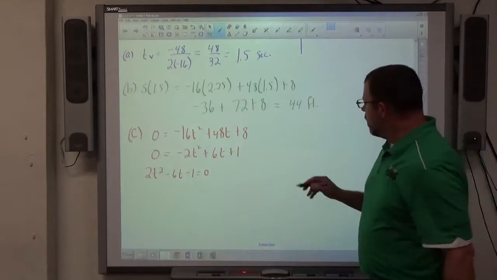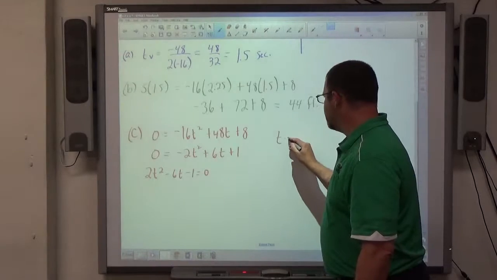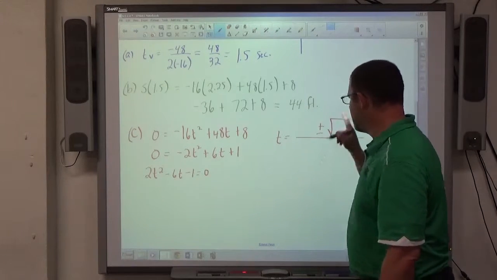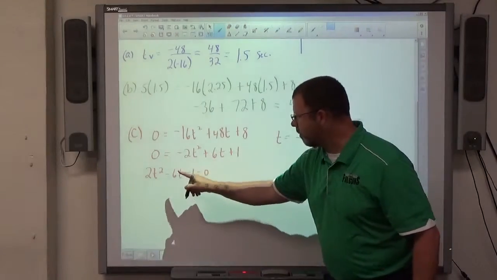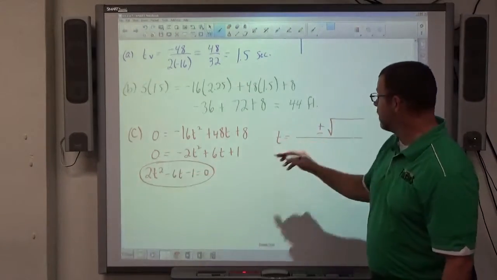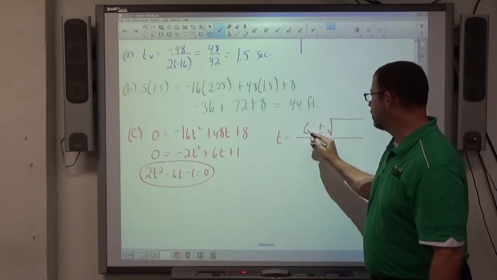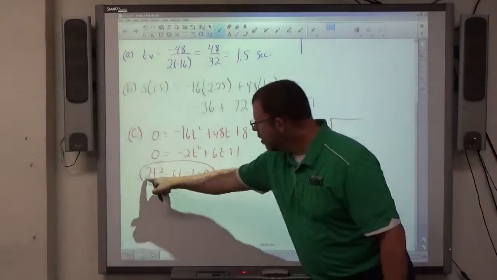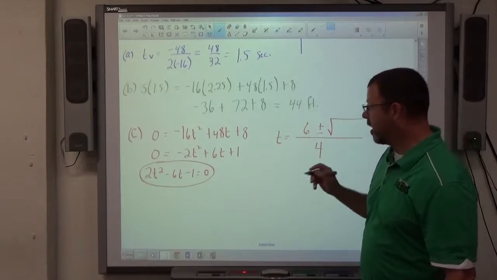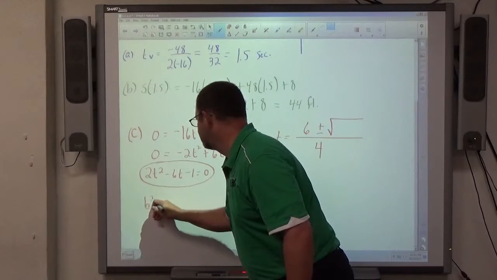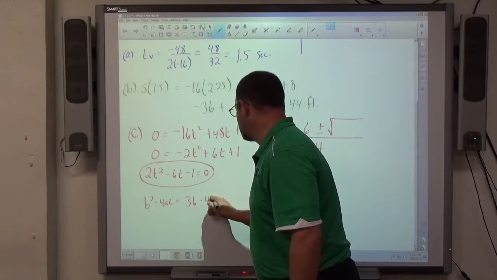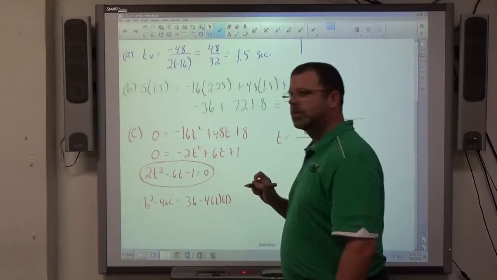All right. So if I get to t equals, I've got my quadratic formula structure set up. Minus b goes there. If I'm using this equation, quadratic equal to 0, b is negative 6, so minus b is positive 6. 2a is going to be 4. b squared minus 4ac is going to be positive 36 minus 4 times 2 times 1. That comes out to 28.